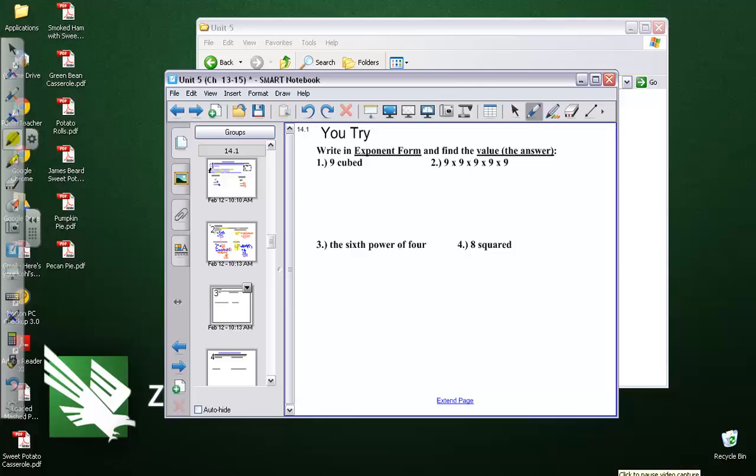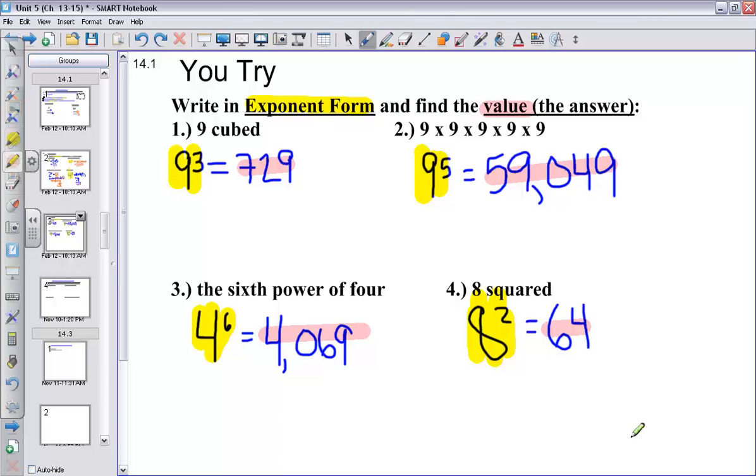Now you're going to pause your video again and try these 4 problems. Then let's see how we did on our answers here. 9 cubed: my base is 9 and my exponent is 3. The value of that is 729. When I take 9 times 9 times 9, I should have written that out, that is equal to 729.